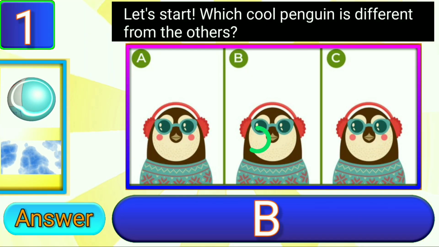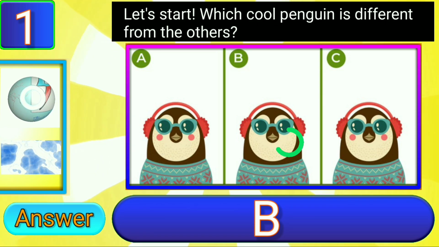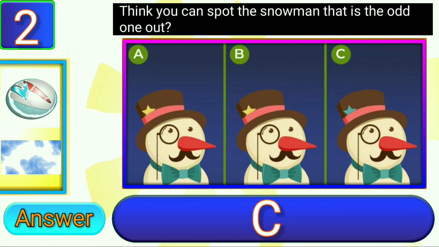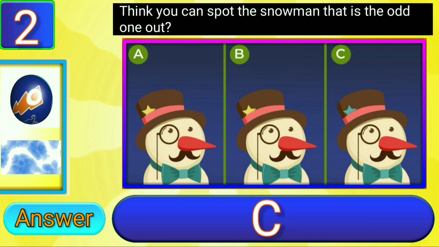Question. Let's start. Which pool penguin is different from the others? Answer B. Question. Think you can spot the snowman that is the odd one out? Answer C.